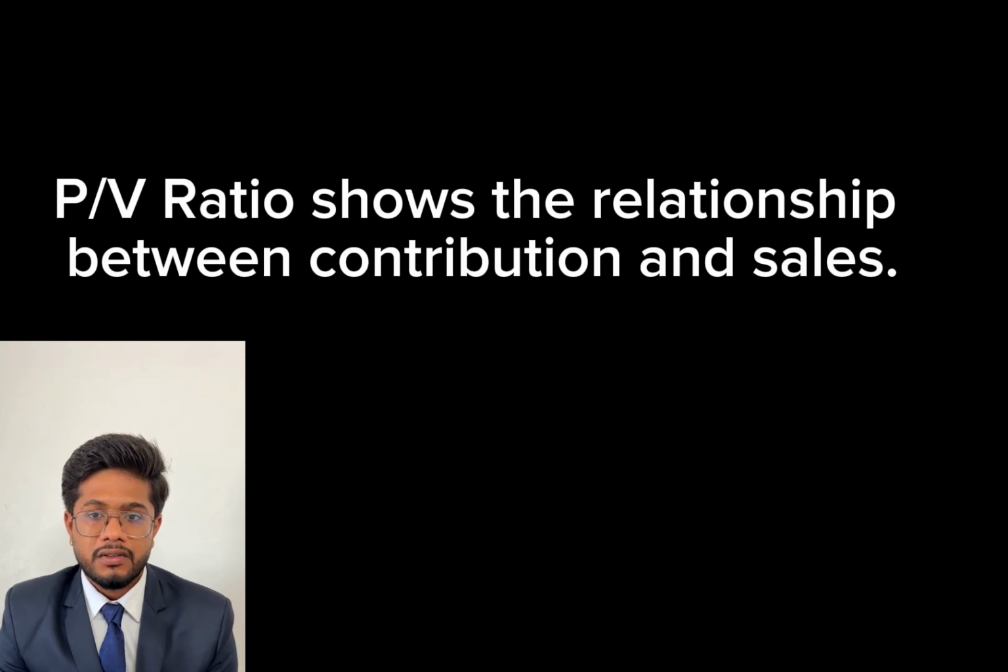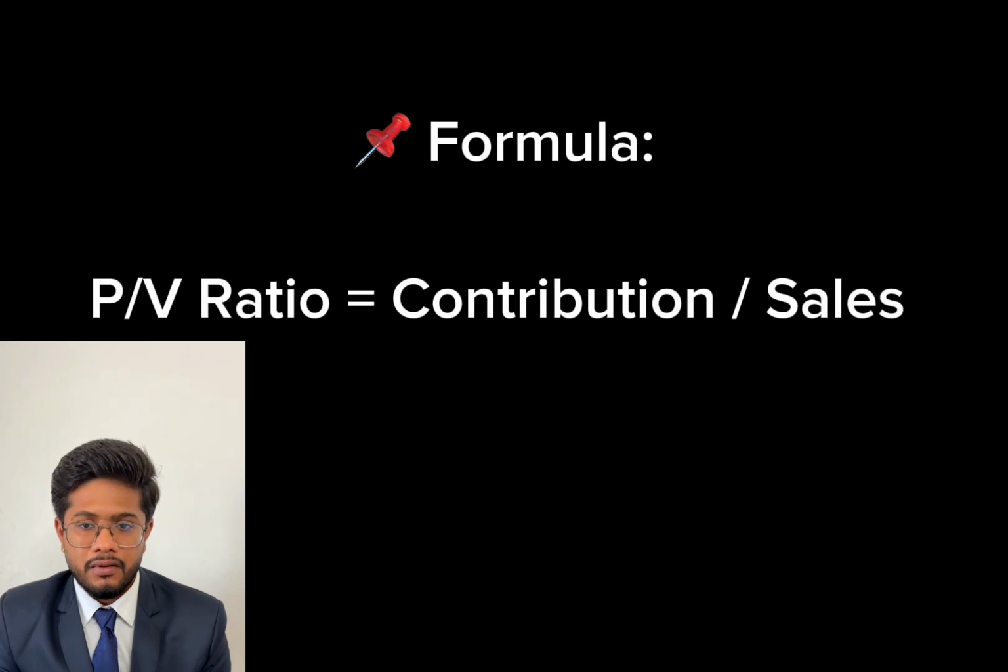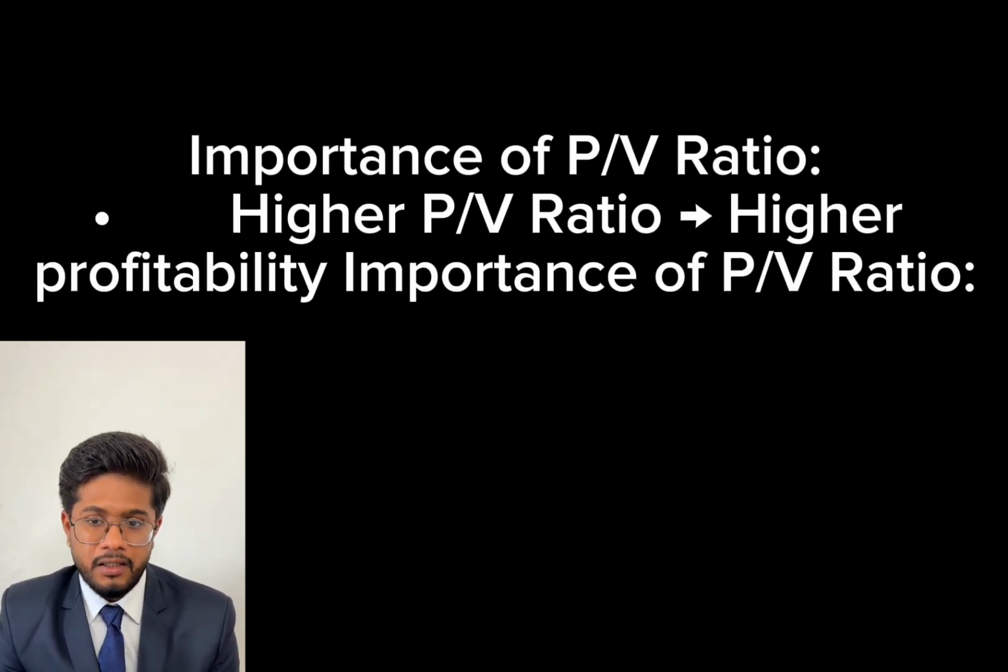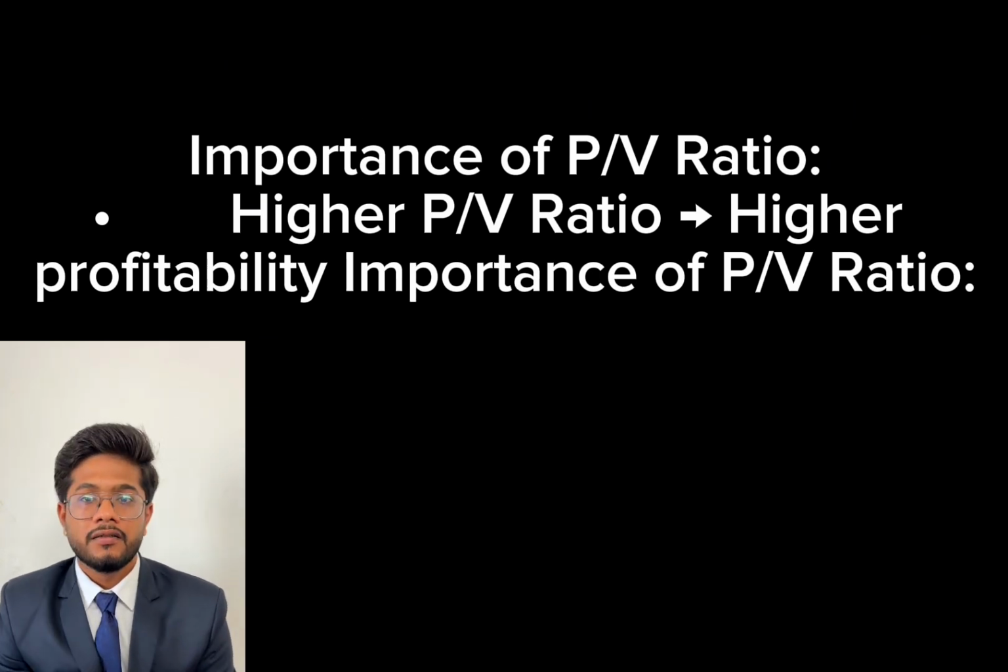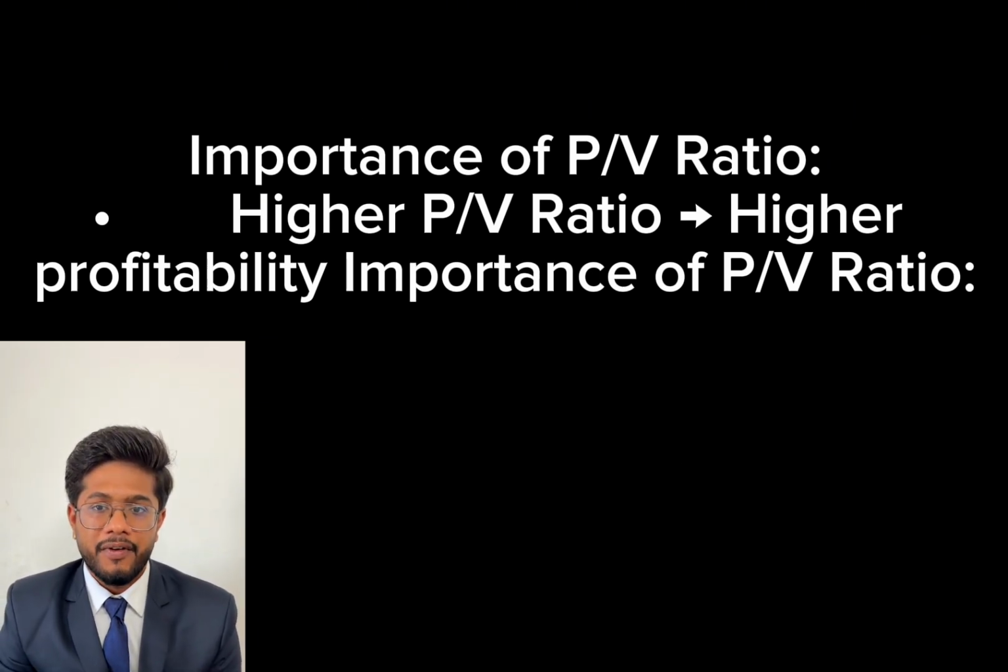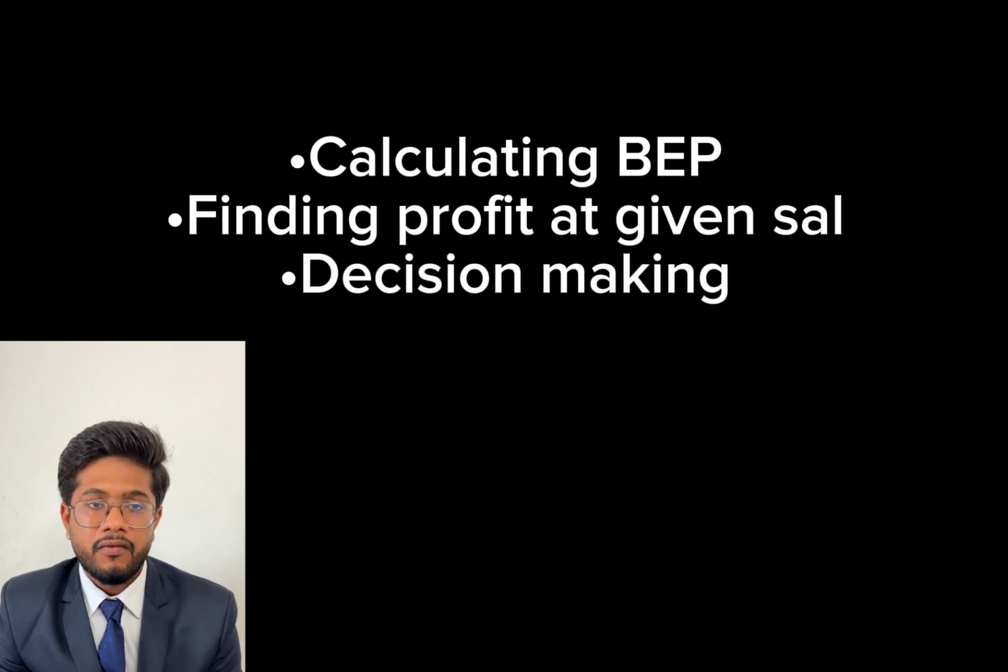The next concept is PV ratio. PV ratio shows the relationship between the contribution and sales. The formula of PV ratio is: PV ratio is equal to contribution upon sales. The importance of PV ratio: a higher PV ratio means higher profitability. It helps in calculating BEP, finding profit at a given sales, and decision making.